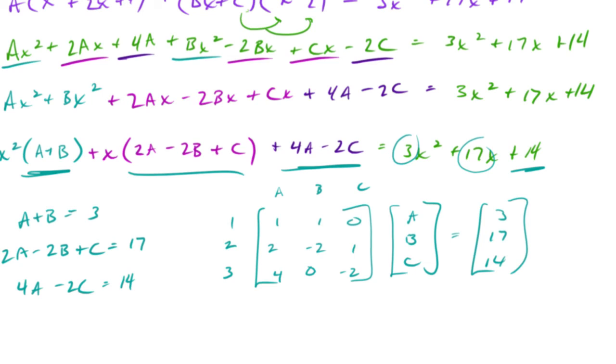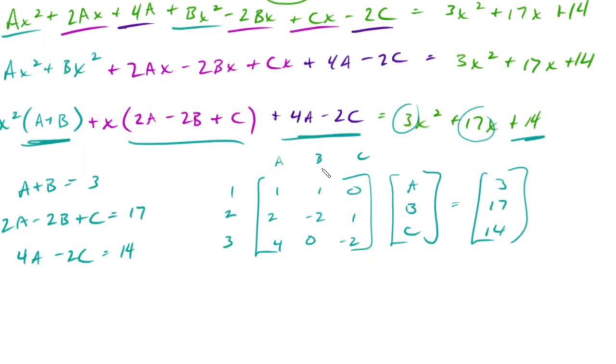You should get 5, negative 2, 3. So you should get that a equals 5, b equals negative 2, and c equals 3. Do this on your calculator. Set this up as matrix A, set this up as matrix B, and then do A inverse B. And you should get 5, negative 2, 3.